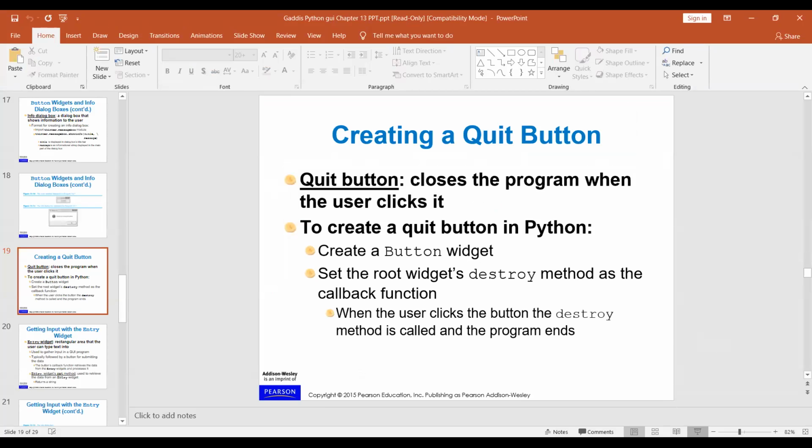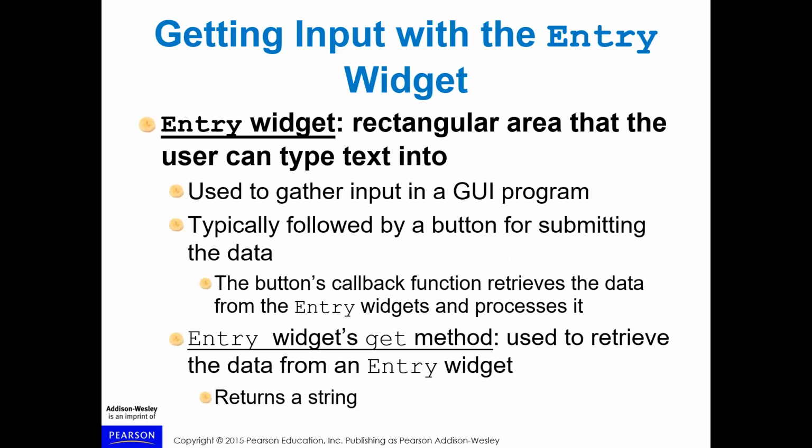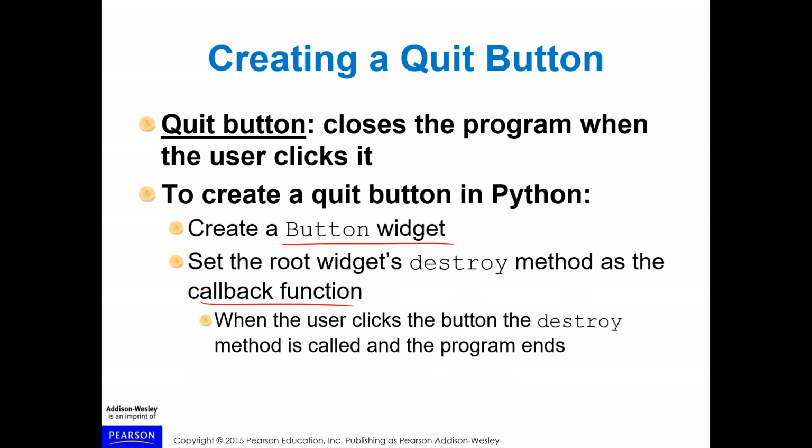All right. So here we looked at the button now. Now you can also create a quit button. So basically a quit button closes the program when the user clicks it. To create a quit button in Python, you create the button widget, which we already know how to do. You set the root widget's destroy method as the callback function. When the user clicks the button, the destroy method is called and the program ends. Okay. So unfortunately, it doesn't provide an example of that. Let's see. So destroy.